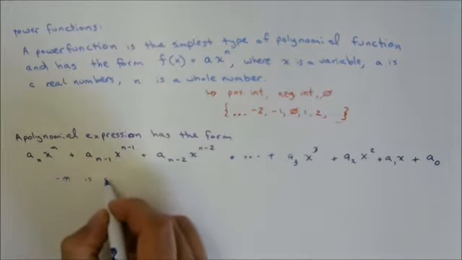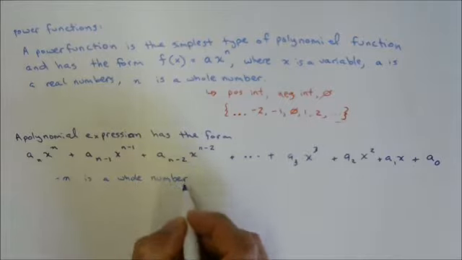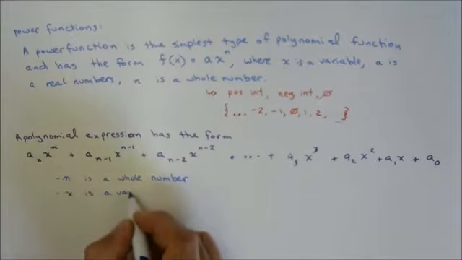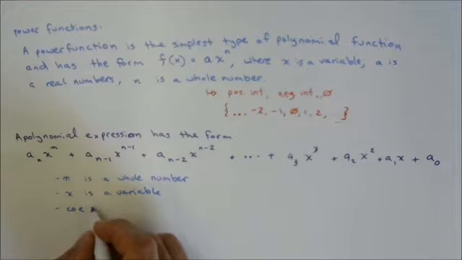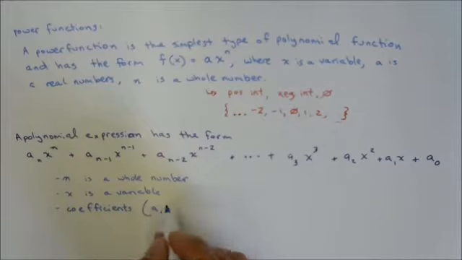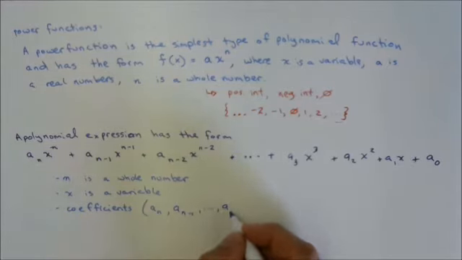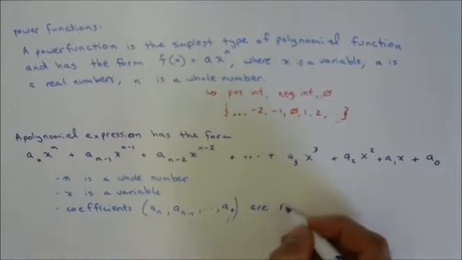N is a whole number. X is a variable. Coefficients: the coefficients like a sub n, a sub n minus 1, all the way to a sub naught are real numbers.